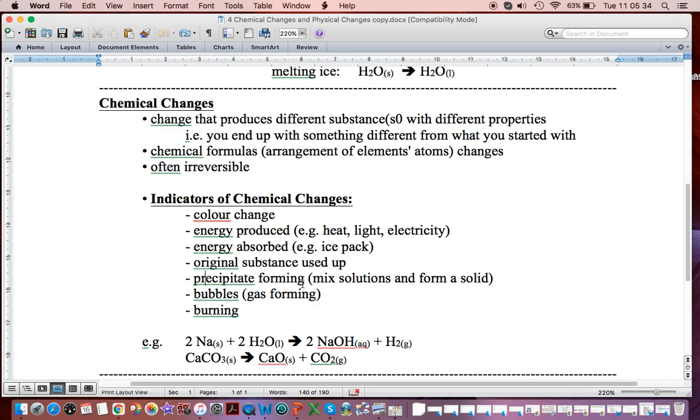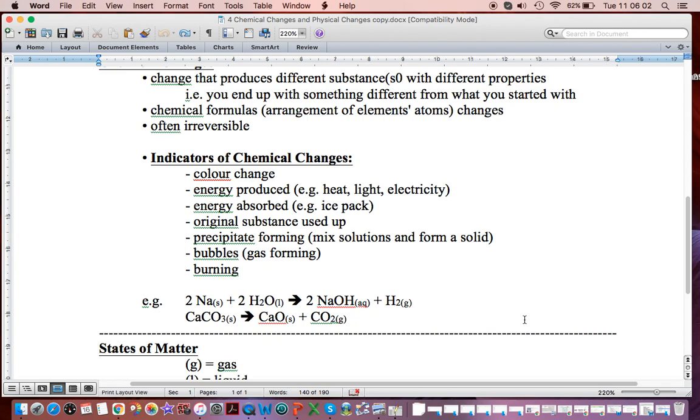Precipitate forming means suddenly we had solutions and they go cloudy. And they go cloudy because we made a solid that doesn't dissolve. So if we see that, if something turns cloudy, that means we made a precipitate and it's a chemical change. If you mix things and you're not adding heat and suddenly you get bubbles indicated by fizzing, that means you've made a gas and that's going to be a chemical change. And anytime you see burning, chemical change. That means reaction with oxygen.